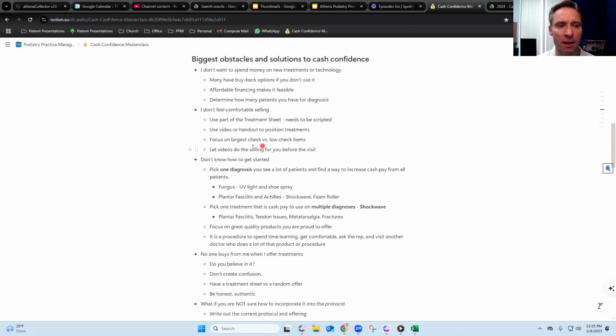Another thing would be focusing on large check versus low check. This is a mistake I made in the past: I used to always offer, like, you want to get the $3 toe spacer, and focus all my time talking about the $3 things, where I didn't talk about the $600 orthotics. So focus on the large check and give away the small check. Give away things that really are lower value. And then let videos do the selling before you come in.